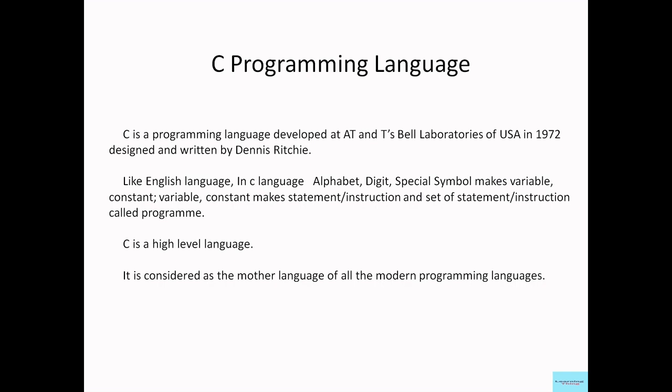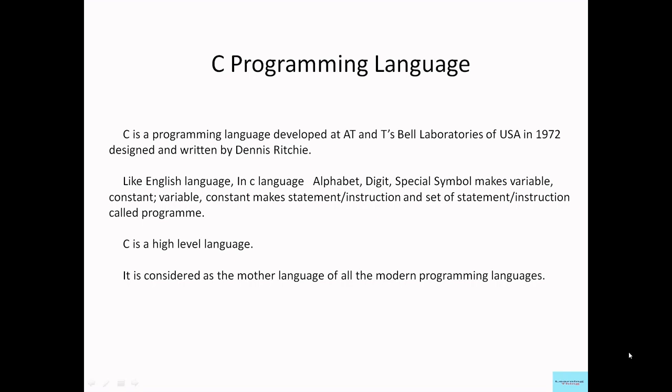C is a high level language. There are two types of language: one is low level language and another is high level language. What is low level language and what is high level language? Low level languages are machine friendly languages, dependent on the computer hardware architecture, that are very difficult for humans to understand. They are only understood by machines. They are in the form of 0 and 1. These are very difficult to execute.